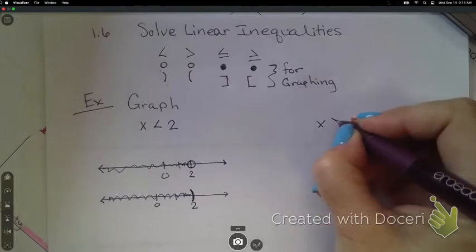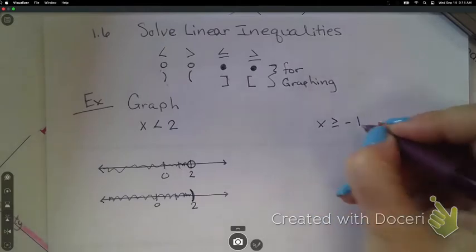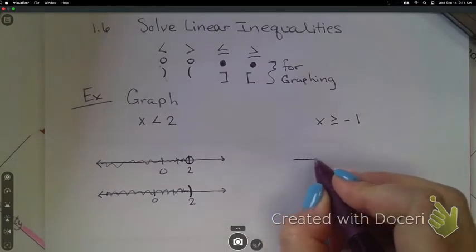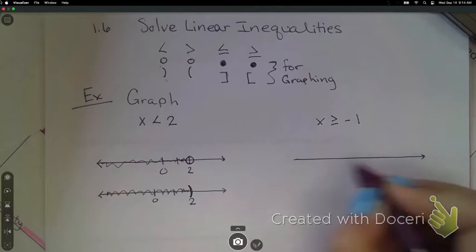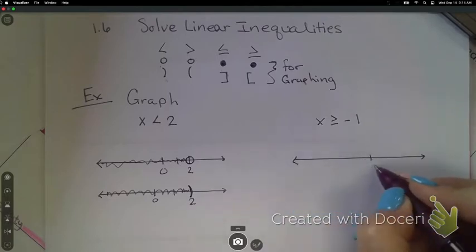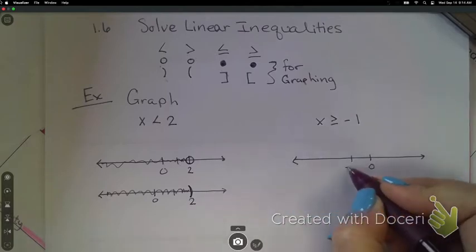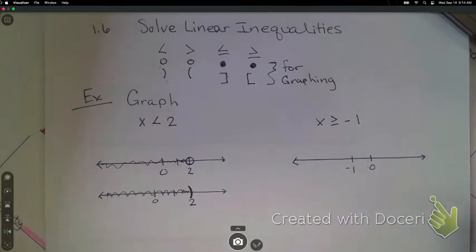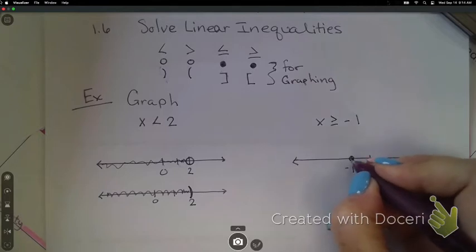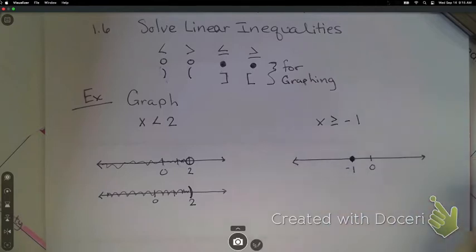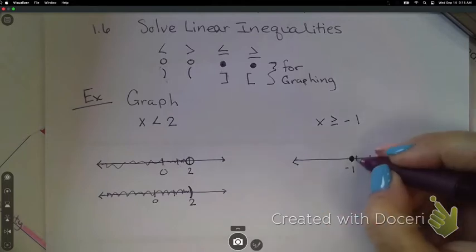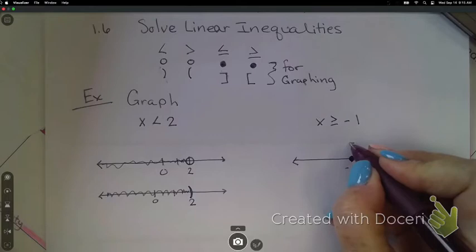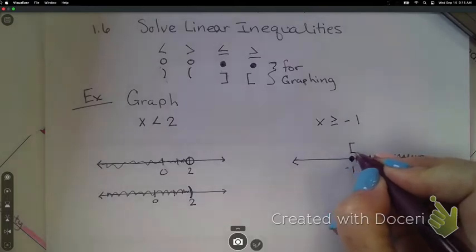So x is greater than or equal to -1. What are the only two numbers I have to have on my number line? 0 and -1. Open or closed circle? Closed. And to the left or to the right? Right, to the right, because x is bigger. If I was doing a bracket, it would be a bracket pointing to the right.